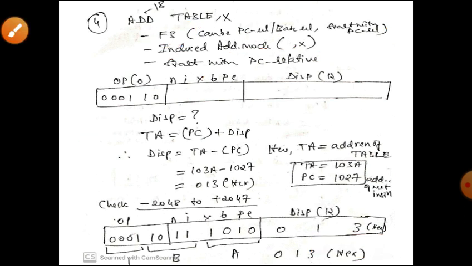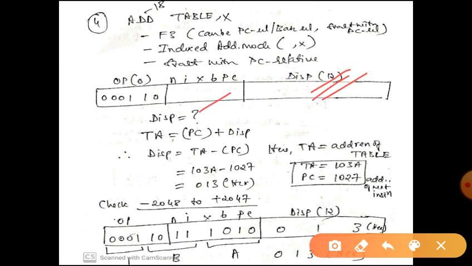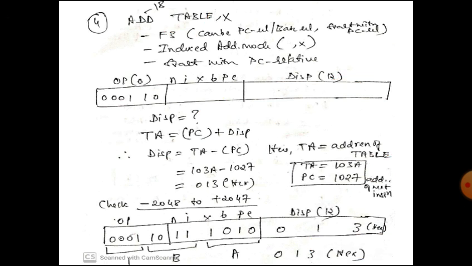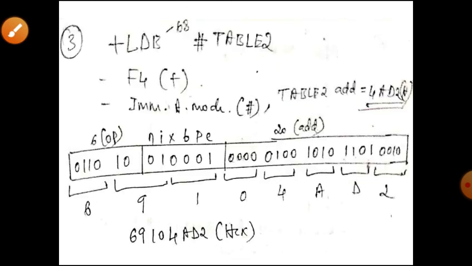Now you continue with the calculation. You have to fill this. What is displacement? If it is PC relative, there is a formula. Target address should be computed as content of PC plus displacement. What is TA and what is PC, that we know, but we don't know the displacement. So displacement is equal to target address minus PC. What is target address? Target address is nothing but the address of table. You have to see the result of pass 1, and it will give you 103A. Check out the address of table in this diagram.